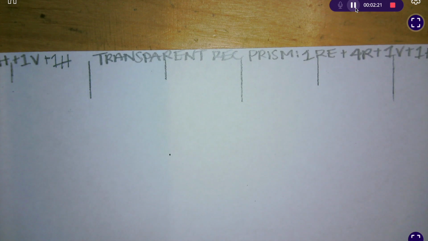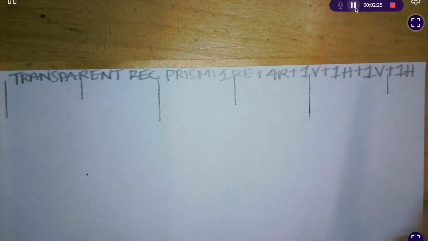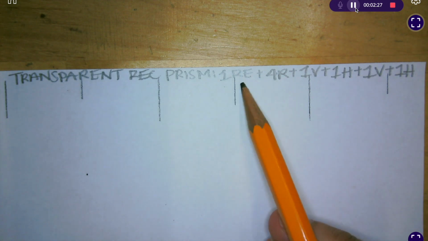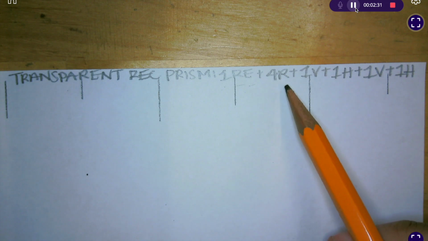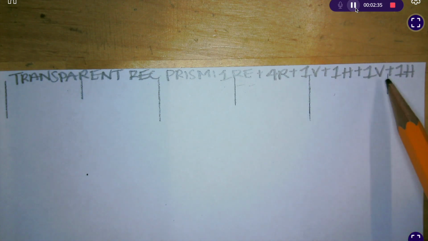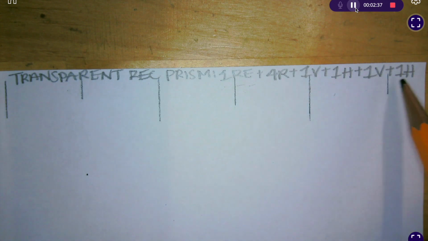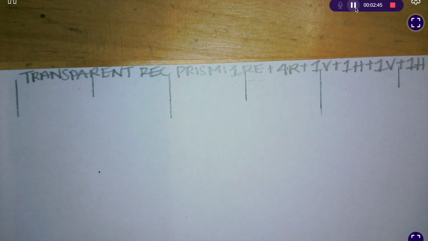When we're creating transparent rectangular prisms, it's basically the same steps. The only thing that changes is the initial shape that we are creating. So 1 rectangle, then we're going to be adding 4 rays, then 1 vertical line, 1 horizontal line, 1 vertical, and 1 horizontal. And the reason we have the vertical and horizontal split up is to ensure that all the lines in the back of the object line up, and it's not looking like wobbly or crooked.